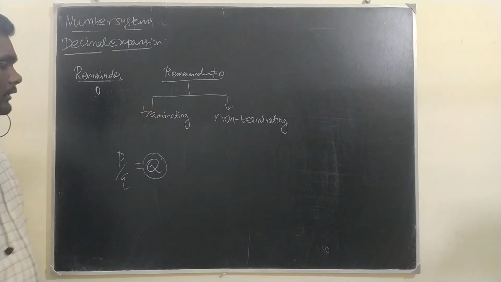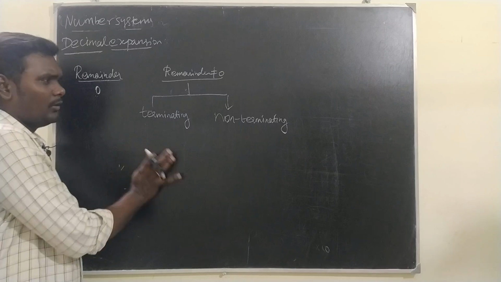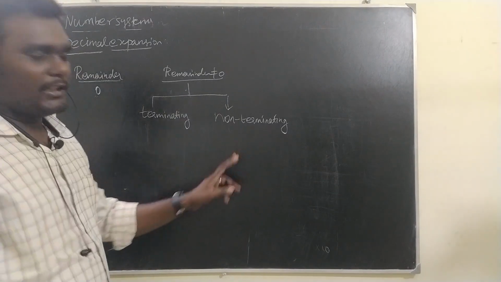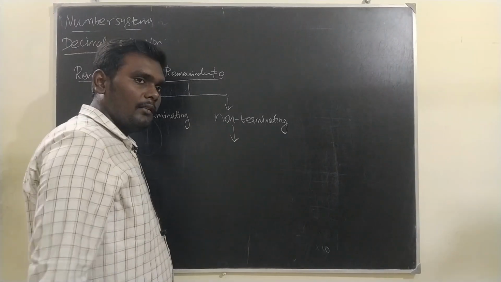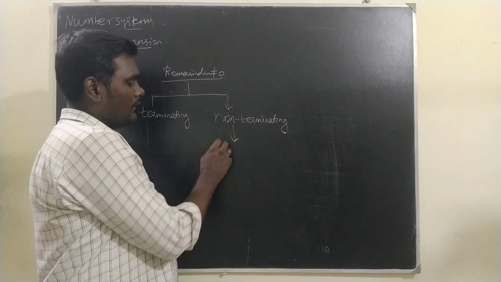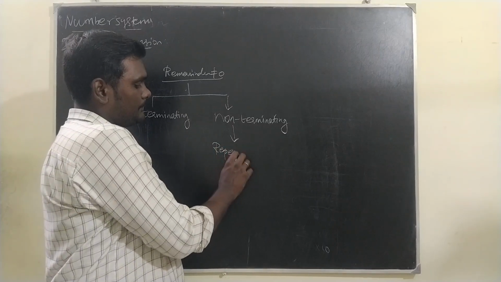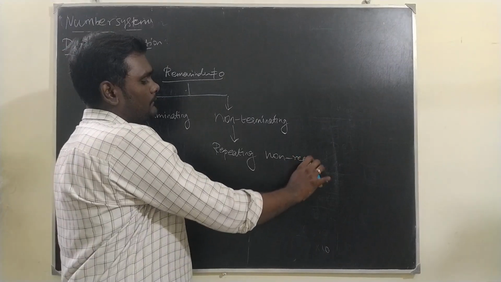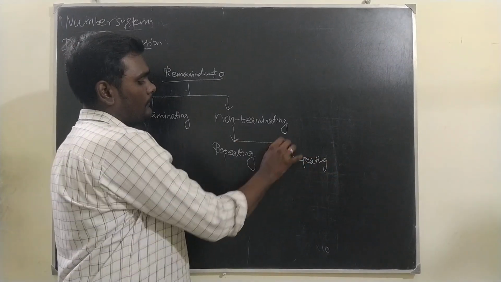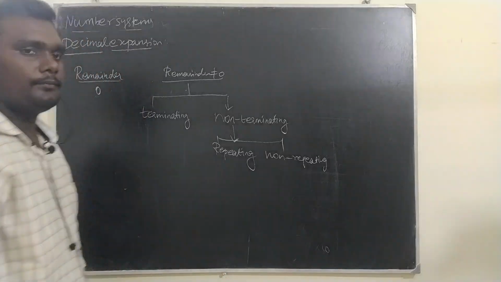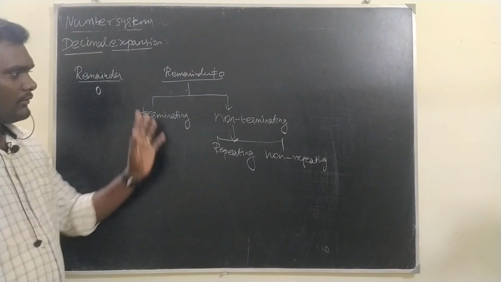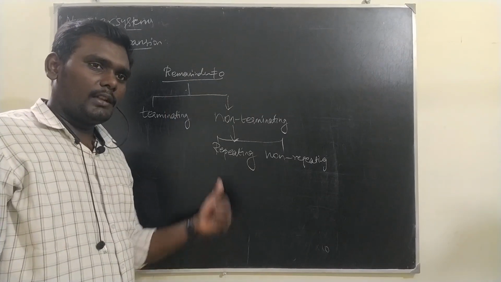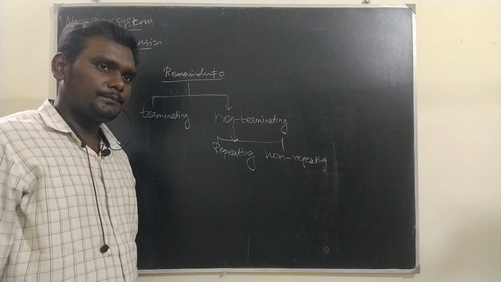In the terminating decimal expansion, no problem. It is terminating, it is over. But the non-terminating decimal expansion has two different types: repeating and non-repeating. I think we have drawn this type of chart in your classroom while studying this. Did we or not?